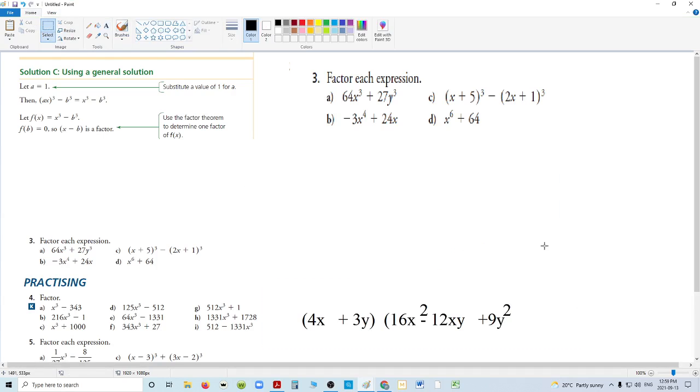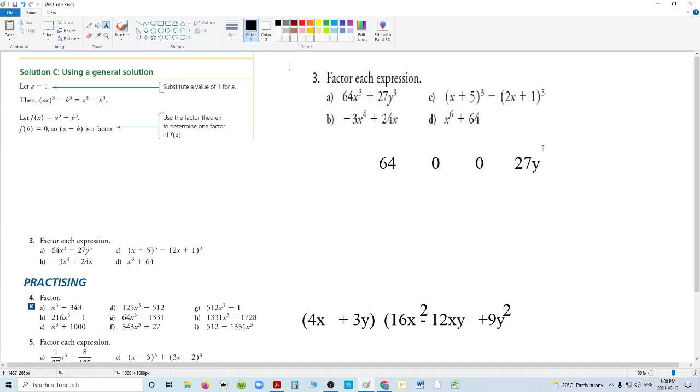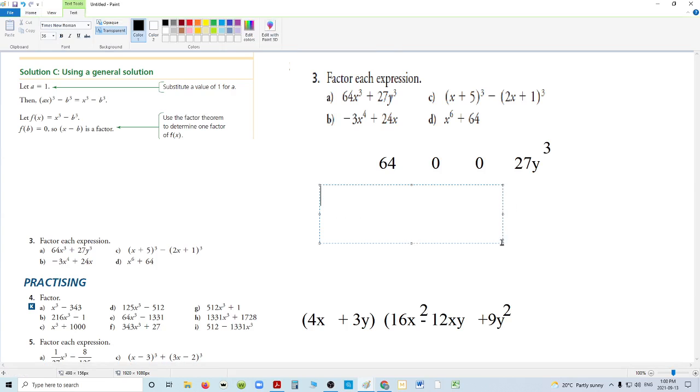Let's see if we can do it synthetic division style. The only problem I could see is that 27y cubed should be treated like a number. And I think we're going to end up with some weird xy's. Well, we'll try it anyway. So 64, 0, 0. I'm going to say 27y cubed. Because we're treating the y like a number, I think. We'll see how it goes. And what's the root? The root's very tough to understand. It's minus 3y over 4.